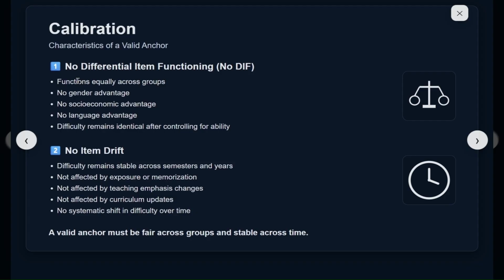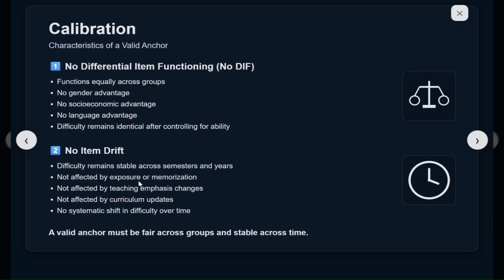So the most important thing is that there should be no DIF, which means that difficulty remains identical after controlling for ability. It means the same groups, for example, females or males or socioeconomic groups, should have the same difficulty as long as they have the same ability. So there is no differential item functioning, and the difficulty must remain stable across semesters and years if you want to have no item drift.